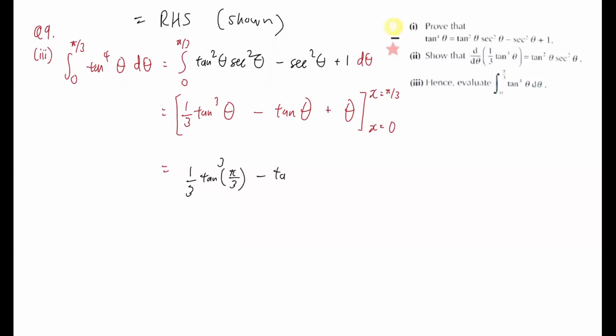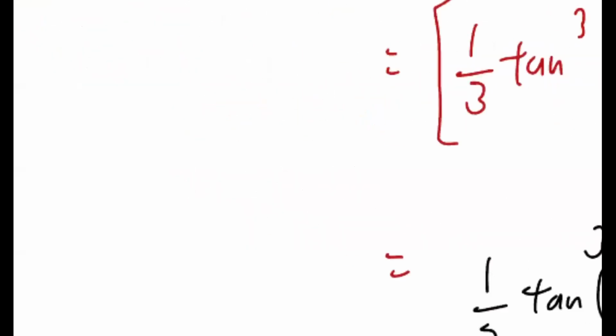Okay, let's do it together. Okay, tangent pi over 3 plus pi over 3. So there are two triangles you need to know. Let me draw it at the side.